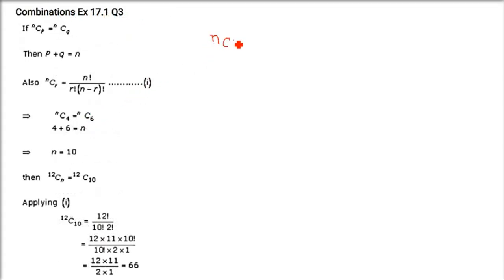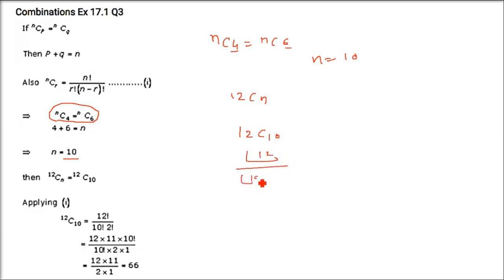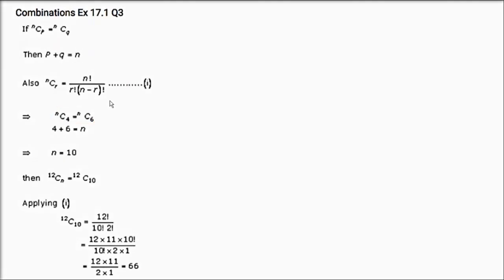If nC4 is equal to nC6, we have to find 12Cn. nC4 is equal to nC6, so that means 4 plus 6 is equal to n, p plus q is equal to n. And then we have to find 12Cn. So n is already found, 10. Now we have to find 12C10. So 12C10 will be factorial 12 by factorial 10, factorial 2. And this is going to be 66.